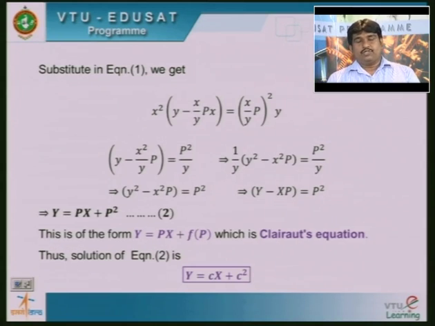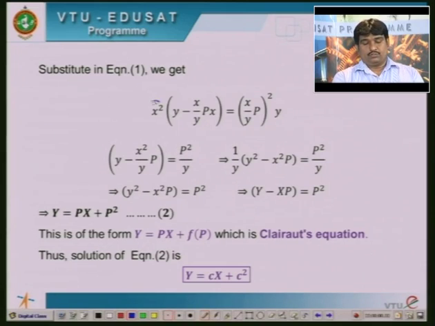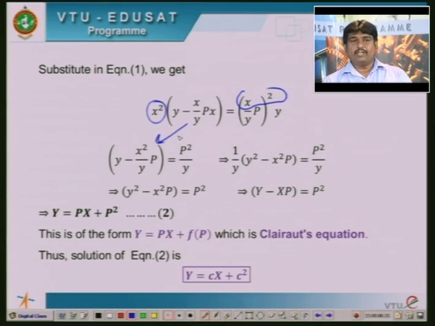Now simplify this, divide throughout by x square. So this gets cancelled, and you will be left with y minus x square by y into P, that is equals to P square by y. This x into x becomes x square here. So y minus x square by y into P equals P square by y. Simplify this. You can take 1 by y outside.